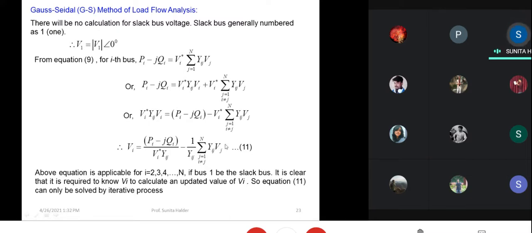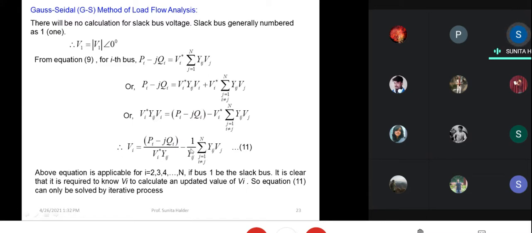Now here from equation 11 it is clear that for calculation of any value of Vi, we need the previous value of Vi. So it is an iterative process. This is not a direct process. For an iterative process, we need some initial guess, because we need some previous guess, then only we can calculate the present one. So initial guess is required for an iterative process.